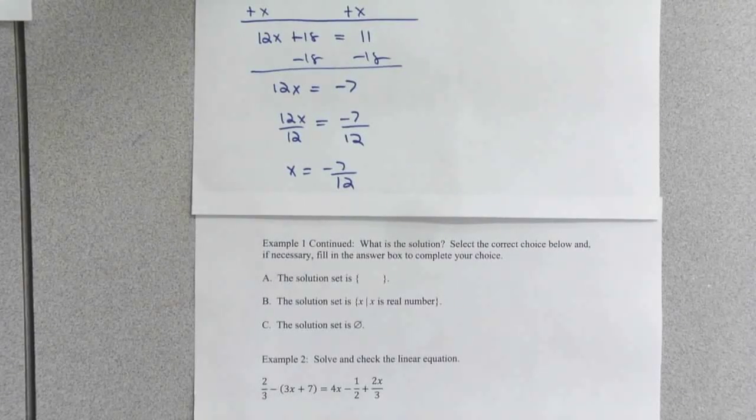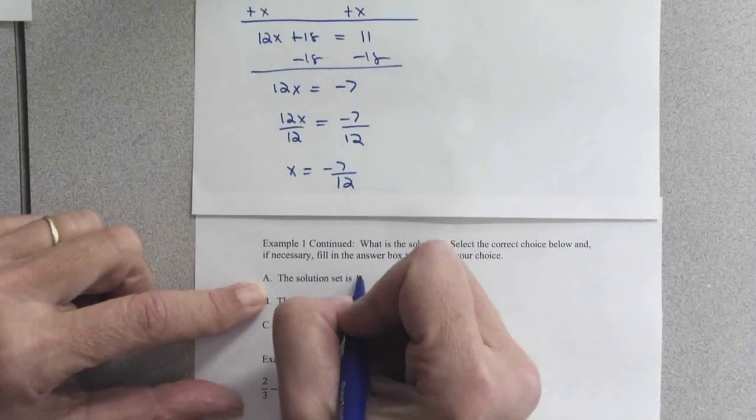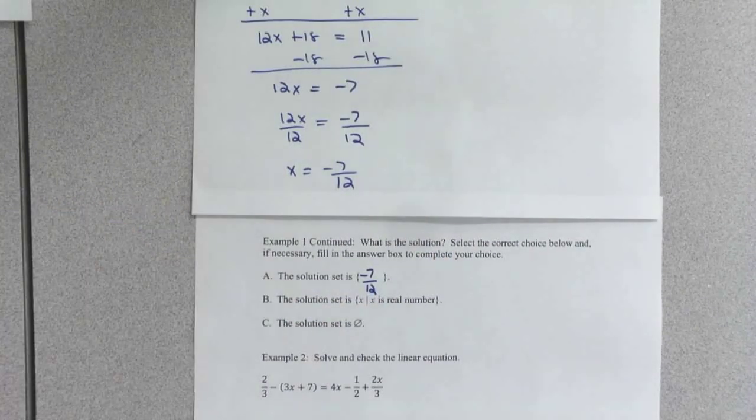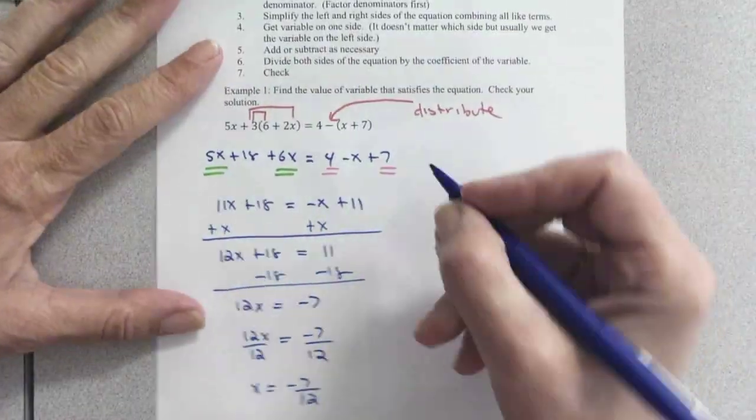Okay, so continued. What is the solution? Select the correct choice below, and if necessary, fill in the answer box to complete your choice. So my solution set is -7/12 is what I would choose there. Now, checking this, I didn't check it, and I didn't leave room for checking it. So let's go back up here and check it. I should have done that over here.